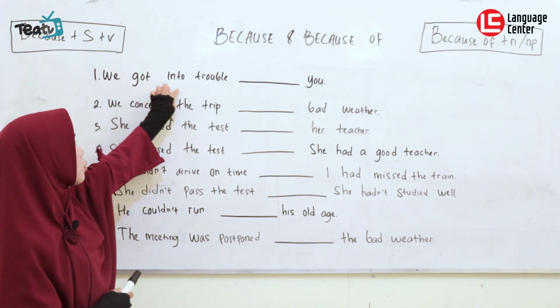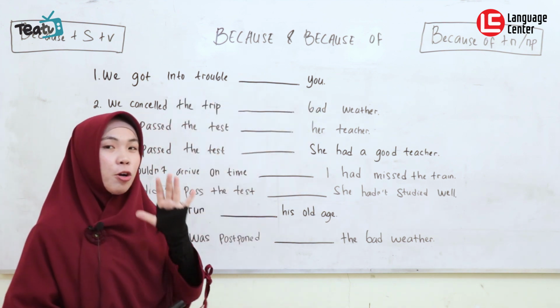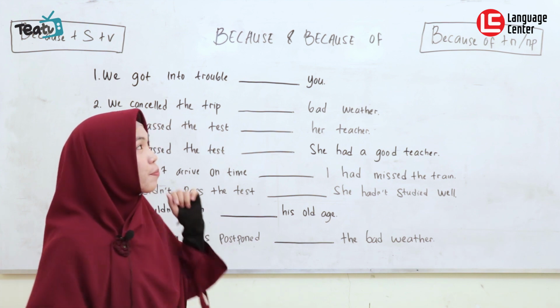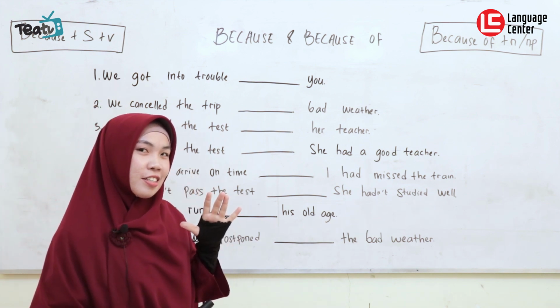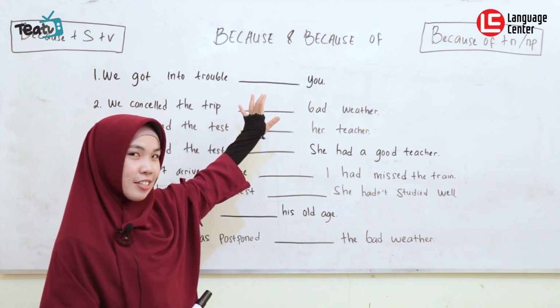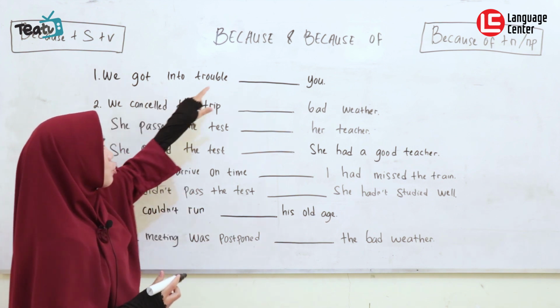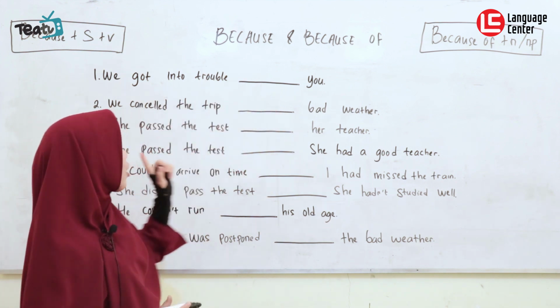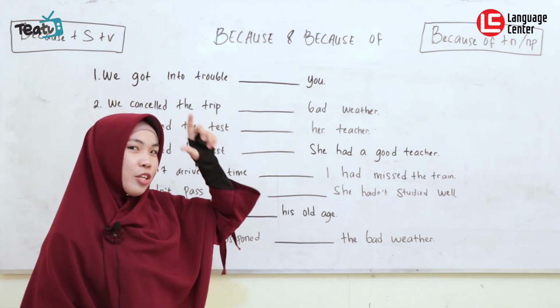We got into trouble, blank you. In your opinion, which one is the answer? Because or because of? Take a look at the sentence. Can you guess it? Should it be we got into trouble because you, or we got into trouble because of you? I know that you are the answer.